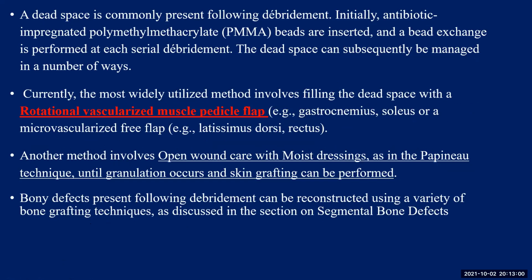Previously, it was gentamicin cement beads or by a Masquelet technique, that is putting a dead space filling with an antibiotic impregnated bone cement plug, removing it, and the dead space is filled with morcellized bone graft. Currently, the most utilized method of filling the dead space is rotational vascularized muscle. Following debridement, it can be reconstructed using bone grafting techniques. We will discuss them later.